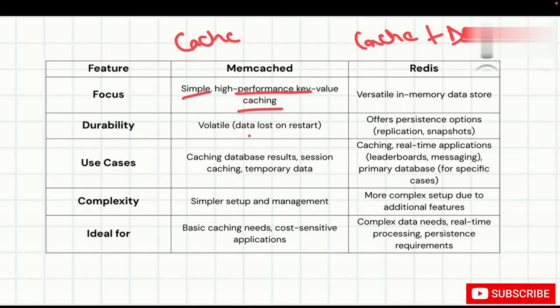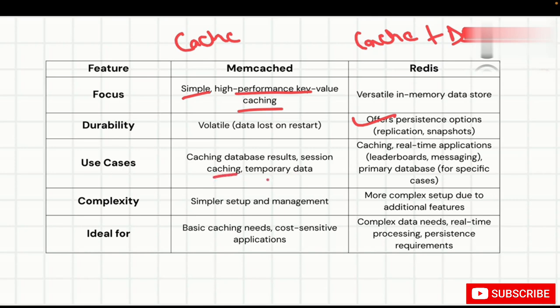Durability: in Memcached it's lost, it's like RAM. So when the system restarts, it gets lost. Whereas in Redis, we can take snapshots and make replications in terms of a cluster, so it offers persistence for the use case. Use cases of Memcached are generally for caching of the database.